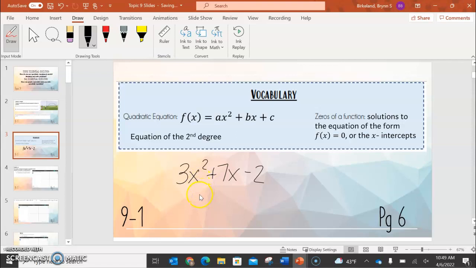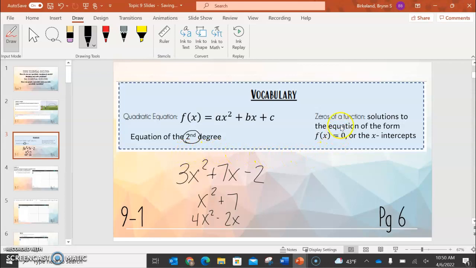It also could be that a quadratic might look like x squared plus 7, or just maybe 4x squared minus 2x. All of those are quadratics. These last two just happen to have b values that are 0 or c values that are 0. So a piece can be missing, but if it's a second degree equation, then we know it's a quadratic.